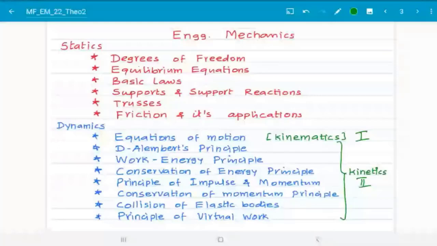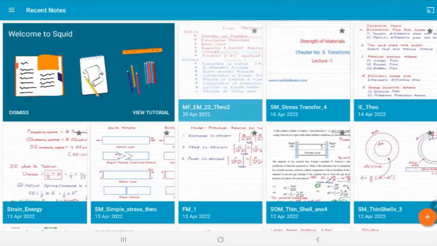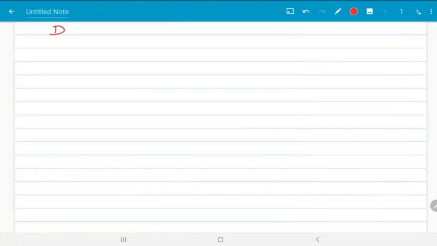Any new joinees? Already we discussed degrees of freedom in strength of materials. Any new joinee who did not attend? Okay. I will start. Don't worry, I will take care. First topic is degrees of freedom.